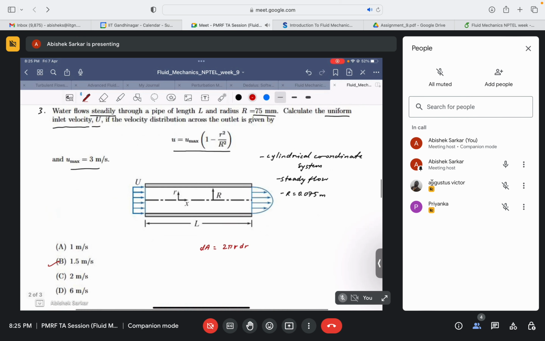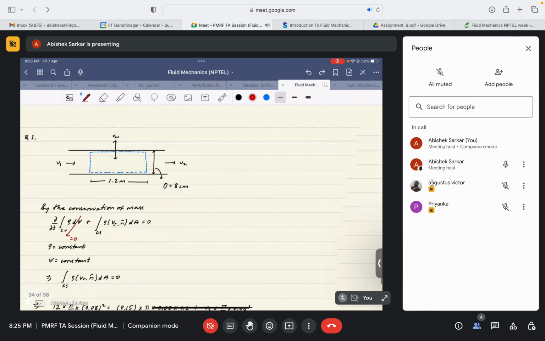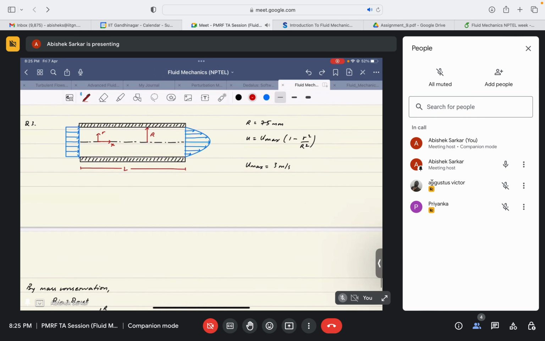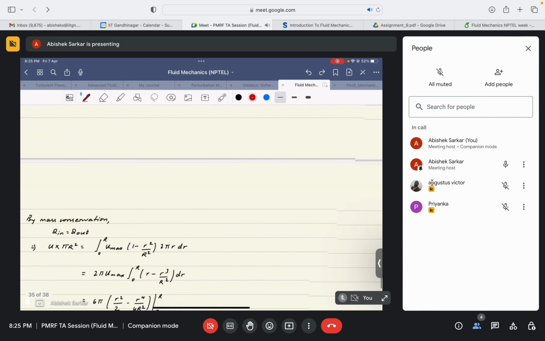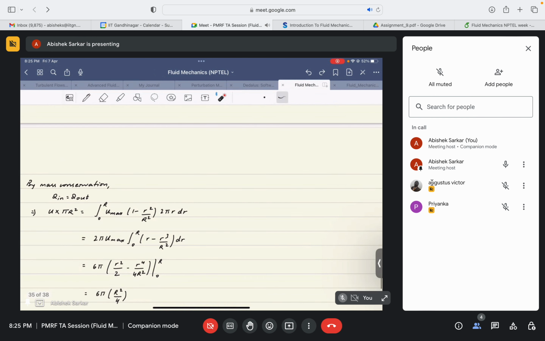So I cannot solve it here since it's a bit long. The integration part is a bit long if you're doing the entire integration. So I'll just show the solution. So this is the diagram and the given values of the parameters. Again, by mass conservation, we can write Q in is equal to Q out.